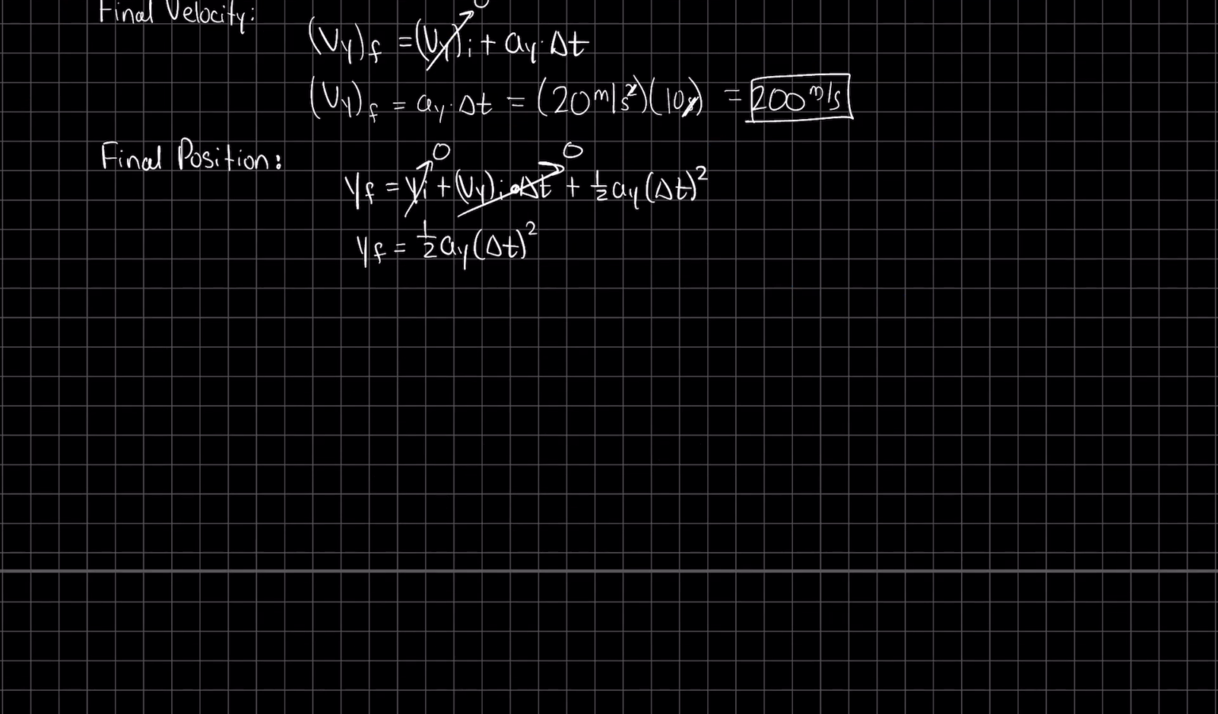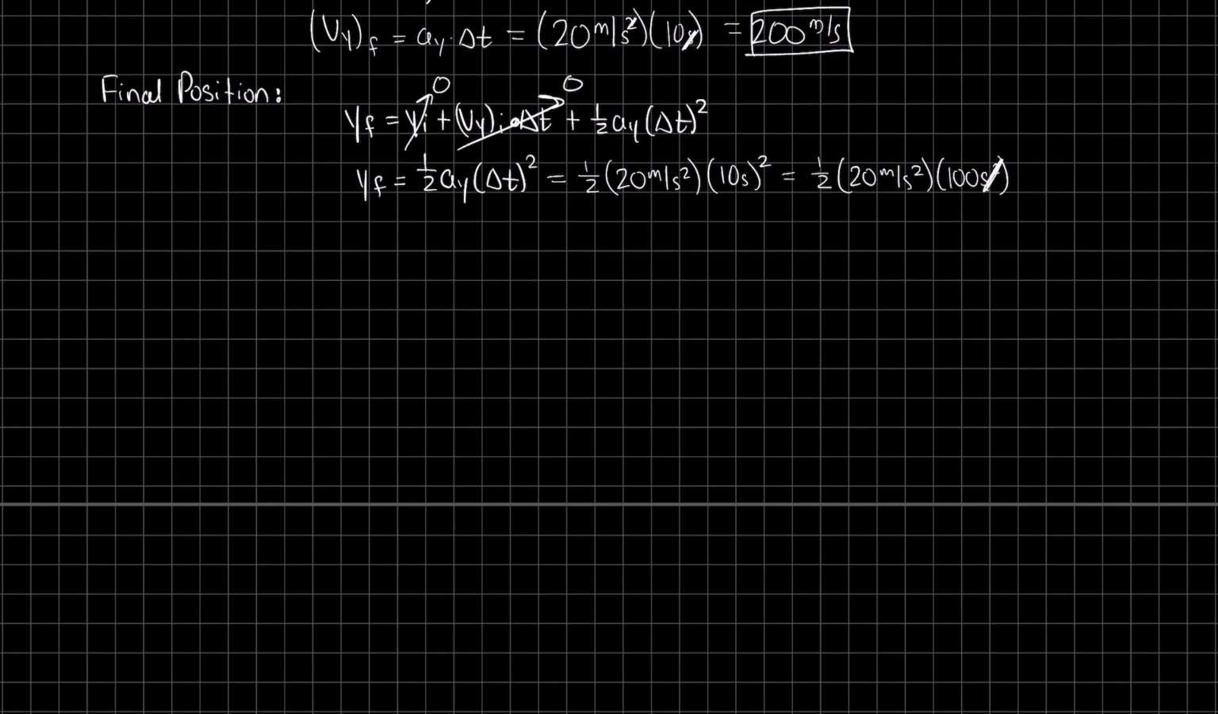So I get 1/2 a_y times delta t squared. Now I can plug in my numbers and get my answer. I'm first going to do the 10 seconds squared, and that's going to give me 100 seconds squared. Seconds squared is going to cancel out with the second squared. Finally, that final position will give me 1,000 meters.